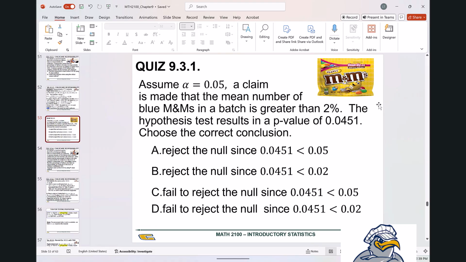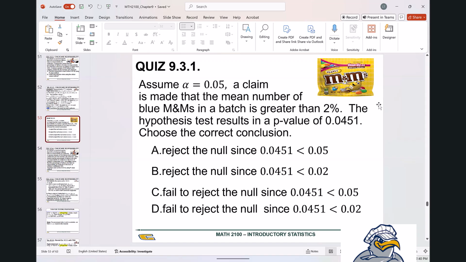Let's look at this quiz together. So assume alpha is 0.05, so it's a significance level of 0.05. The claim we made is that the mean number of blue M&Ms in a batch is greater than 2%. I think I just copied exactly what one of the previous tests contained, but the parameter would be the proportion or percentage of blue M&Ms being greater than 2%. And the hypothesis test results in a p-value of 0.0451. Choose the correct conclusion.